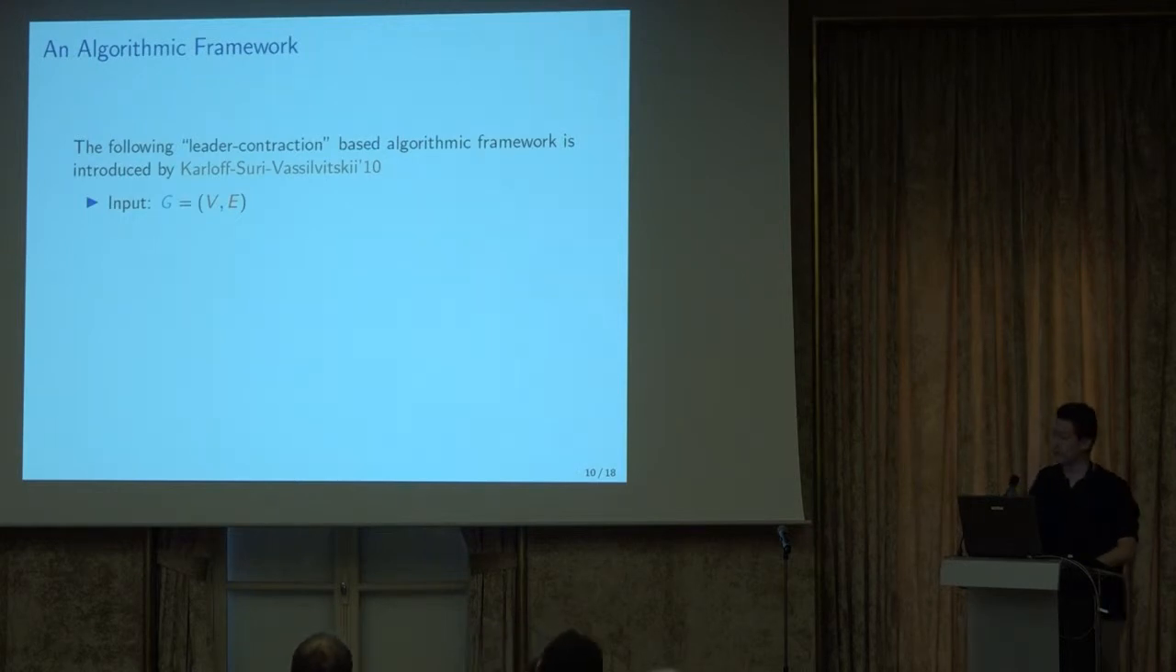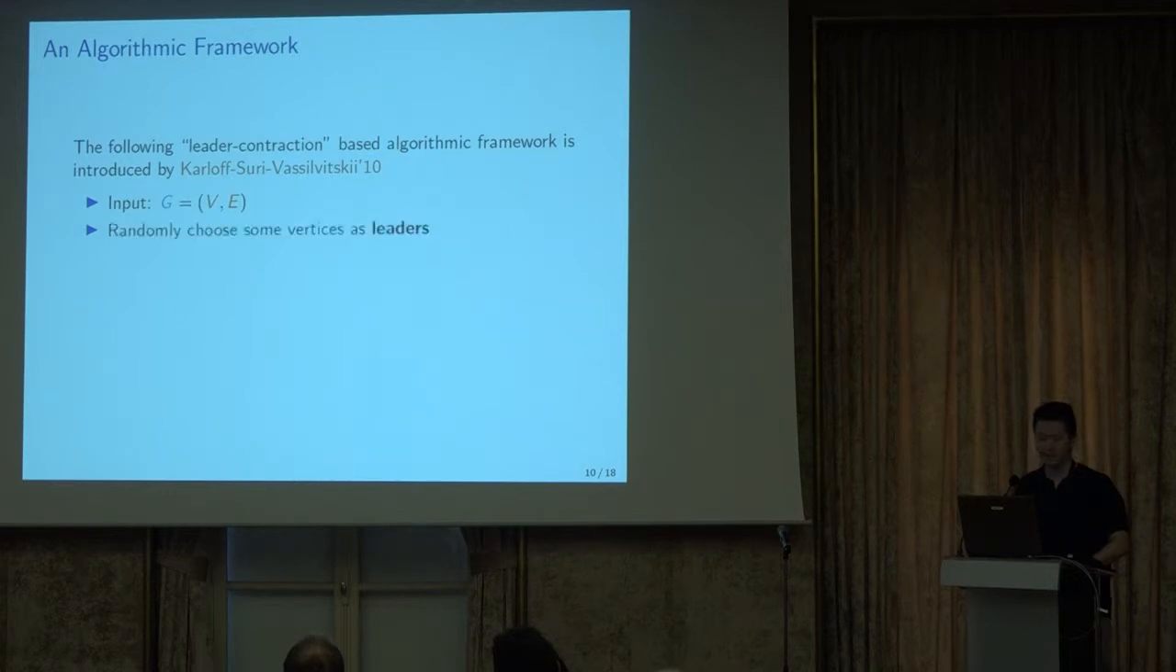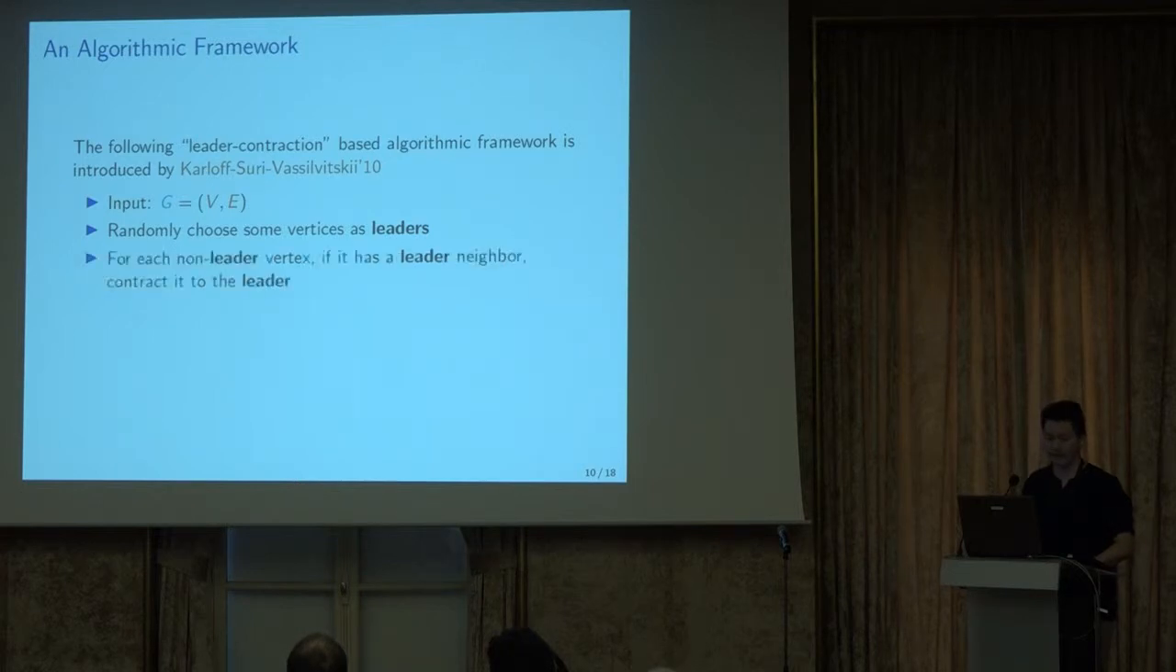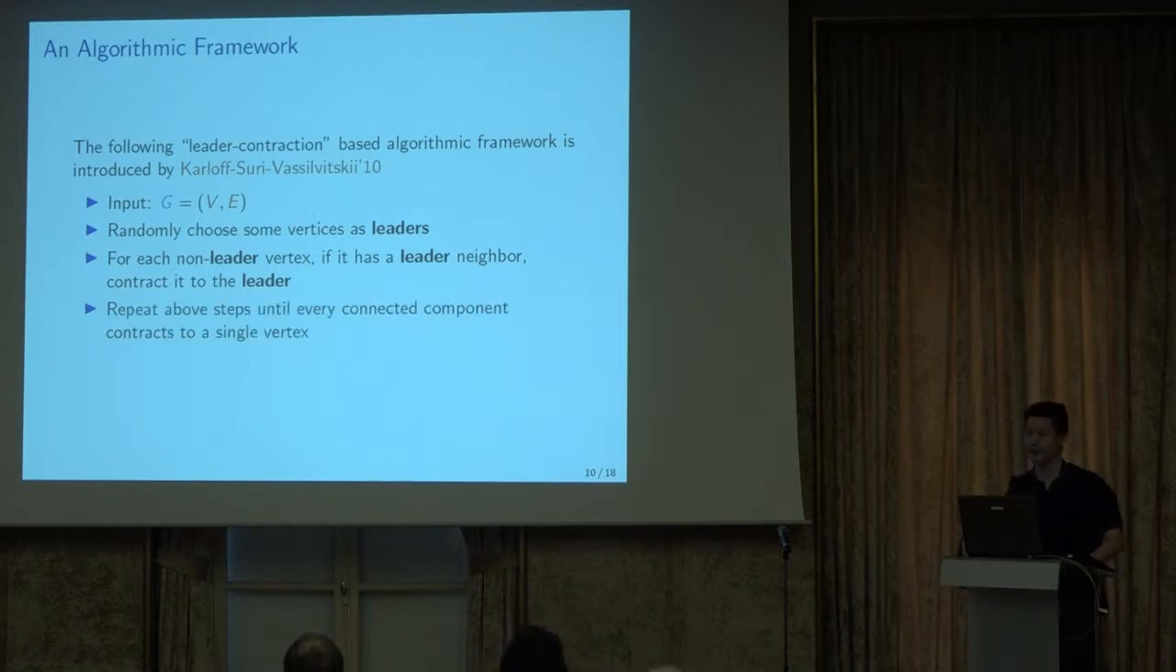OK, so let's go to the technical part. Because of the time limit, I will omit the details of how to implement the algorithm in the MPC model. I will just roughly give the high-level idea of our algorithm. Firstly, let me introduce a framework called leader contraction. You have an input graph G, and we want to choose some leaders. So we randomly choose some vertices as leaders. For each non-leader vertex, if there's a leader neighbor of this vertex, then we contract this non-leader vertex to its leader neighbor. And then we repeat this procedure until every connected component is contracted to a single vertex.